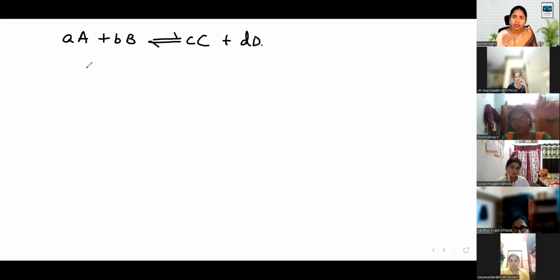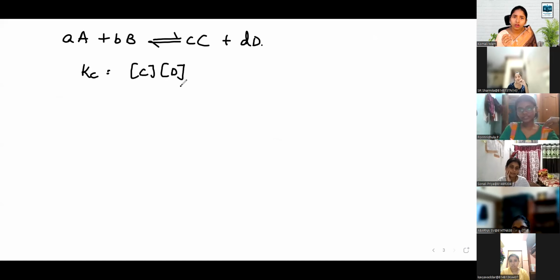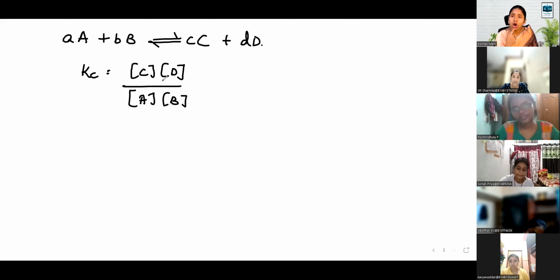How to find Kc? Kc is the concentration of products divided by the concentration of reactants, with each raised to the power of its stoichiometric coefficient. So, [C] to the power of c, [D] to the power of d, divided by [A] to the power of a, [B] to the power of b. Means these are raised to their powers. Got it?